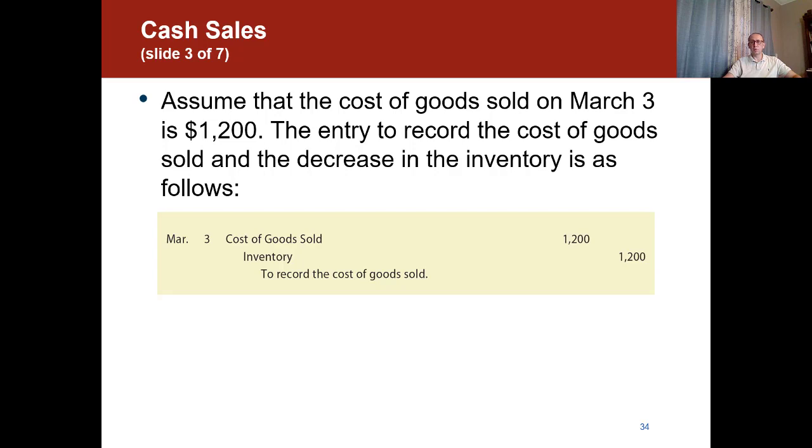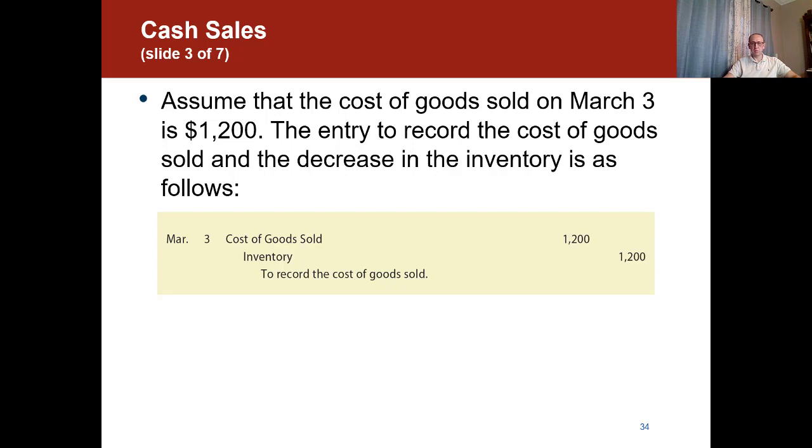So the journal entry to record the cost of goods sold and the decrease in the inventory would be as follows. We debit cost of goods sold, and I hope you remember from the very first video for chapter 5 that I told you cost of goods sold is like an expense account. So it has a debit nature also, unlike revenues, which have a credit nature. It's very similar to expenses, and that's why we're debiting the cost of goods sold for $1,200. And then we credit inventory because we want to reduce inventory based on its cost. Inventory is an asset. We're reducing it because we sold it. So we record it on the credit side for $1,200.